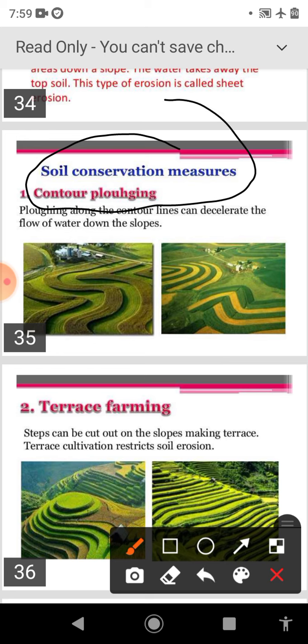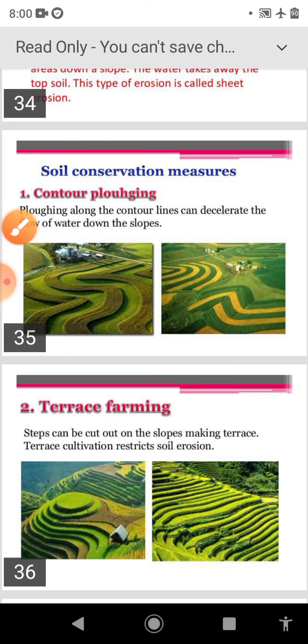With regard to soil, all of you know that though soil is a renewable resource, the formation of soil is very slow. As the process of soil formation is very slow, it is essential that soil must be conserved. With regard to the methods of conservation of soil, the first one is contour plowing.